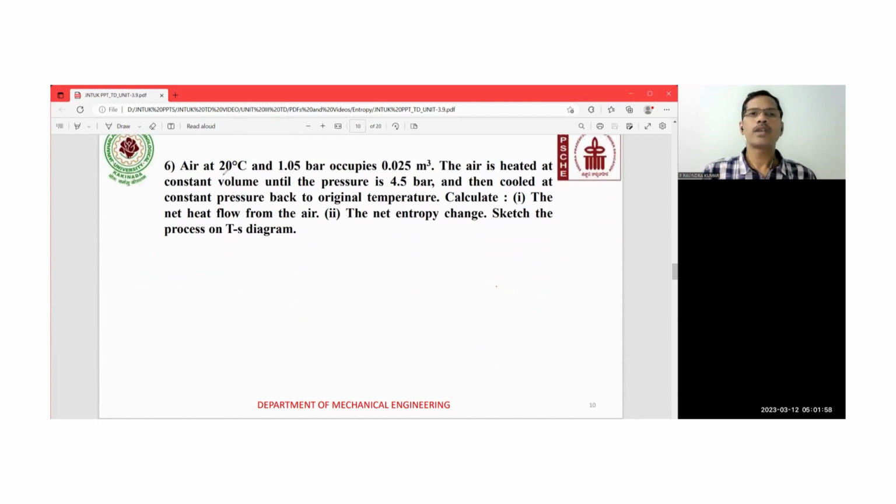Air at 20 degrees centigrade, here air is the working medium. So far we have worked it out for the water. Now air is the working medium at 20 degrees centigrade. Pressure is given, occupies a volume. The air is heated at constant volume until the pressure P2, which is also given, and then cooled at constant pressure back to its original temperature. Calculate the net heat flow from the air, the net entropy change, and sketch the process on a TS diagram.